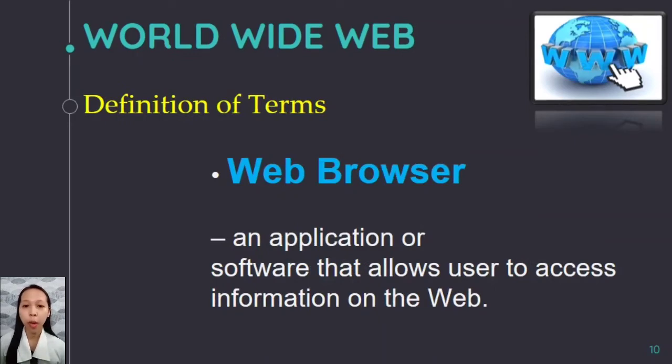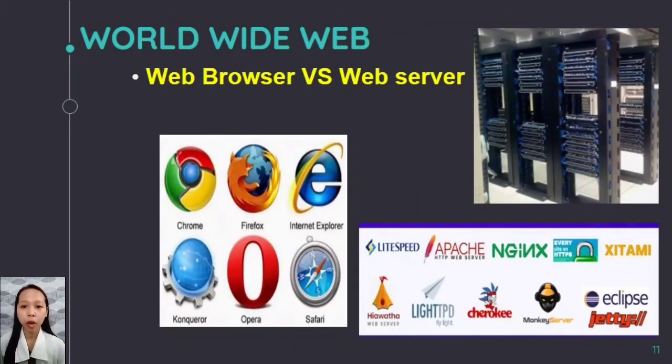The next term is the web browser. It is an application or software that allows users, us, to access information on the web. Now, what are the examples of web servers? On the screen, we have Lightspeed, Apache, Lynx, Citame, Yawate Web Server, Cherokee, Monkey Server, Eclipse and Jetty. And examples of web browsers are the famous Google Chrome, Firefox, Internet Explorer, Konqueror, Opera, and Safari.